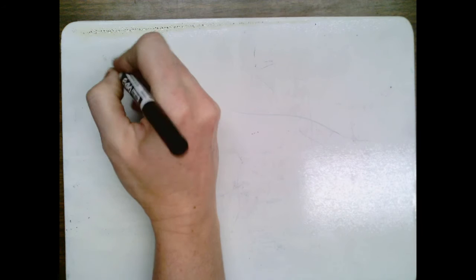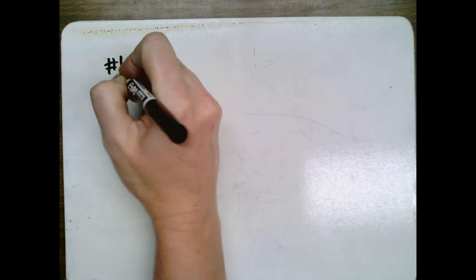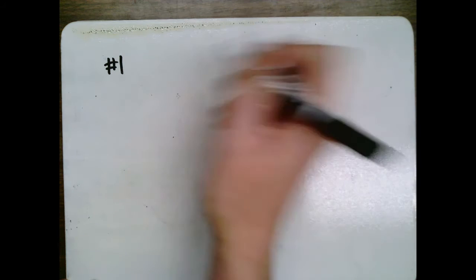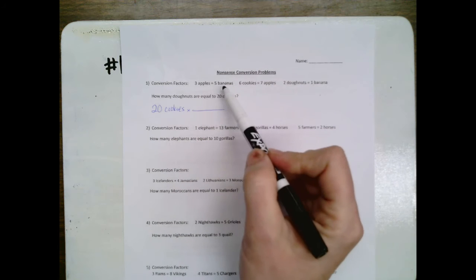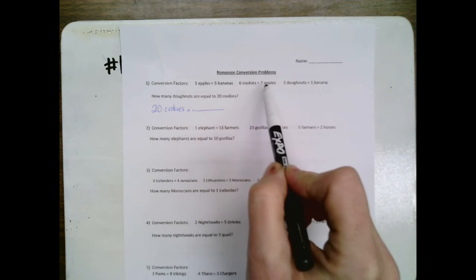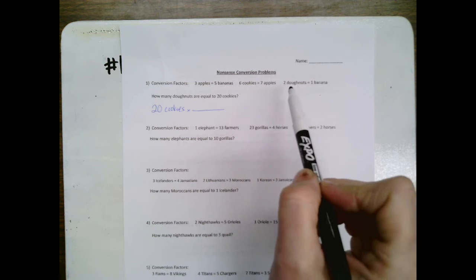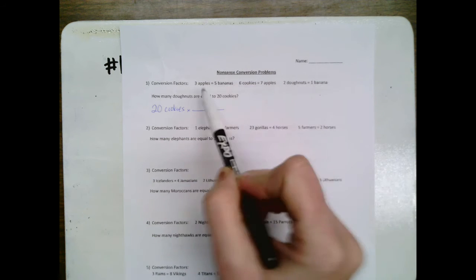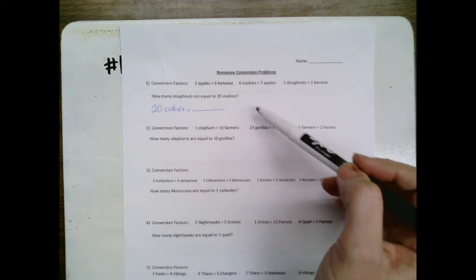So in the exit ticket today, you did number 1 on your worksheet, in which you're given some conversion factors, right? 3 apples equals 5 bananas, 6 cookies equals 7 apples, 2 donuts equals 1 banana. Actually, I would refer to these as unit equations, and then we want to make sure that you put them into unit factor form, which is that fraction that I was talking about earlier.